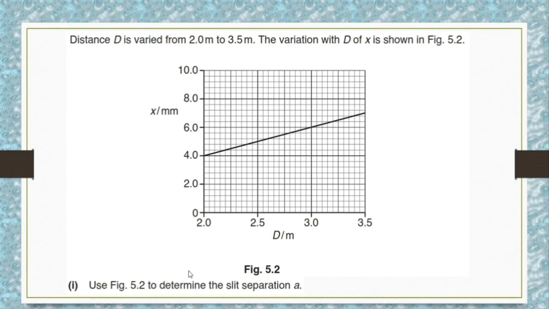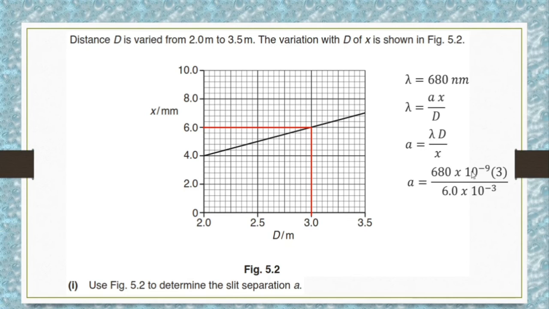Use this figure to determine the slit separation a. The equation for this is lambda equals a x over D, and we are using a wavelength of 680 nanometers. So when you want to find a, it will be equal to lambda multiplied by D divided by x. And I can just take one value. I will take where D is 3 meters, and that's where x is 6 millimeters. So I can use that value here. So I can calculate a using that.